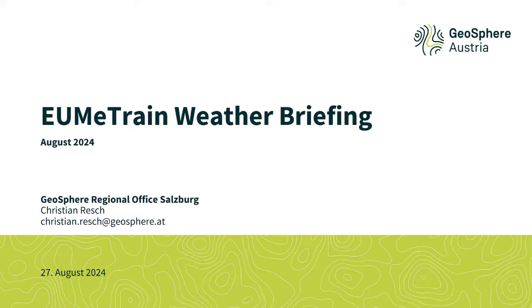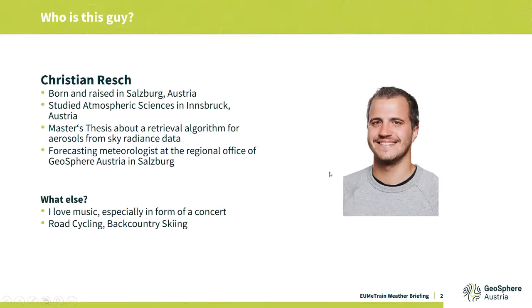I'm sitting here in Salzburg in the regional office. So, as Dominic introduced me, my name is Christian. I was born and raised in Salzburg. It's also where I'm working right now as a forecasting meteorologist at the regional office of the Geosphere Austria in Salzburg. Today it's cloudy because we have some fog in the area. We have right now 23 degrees here.